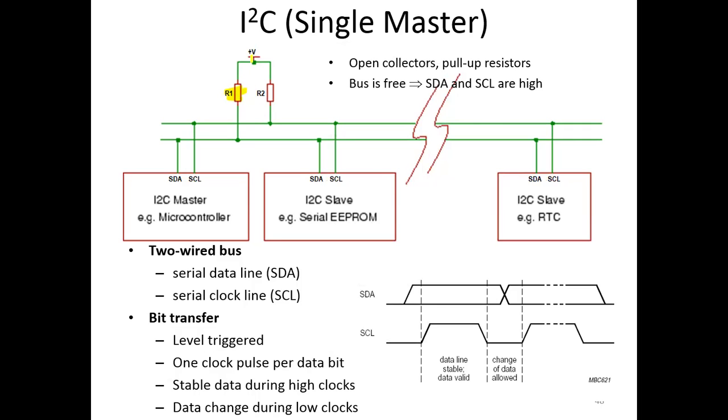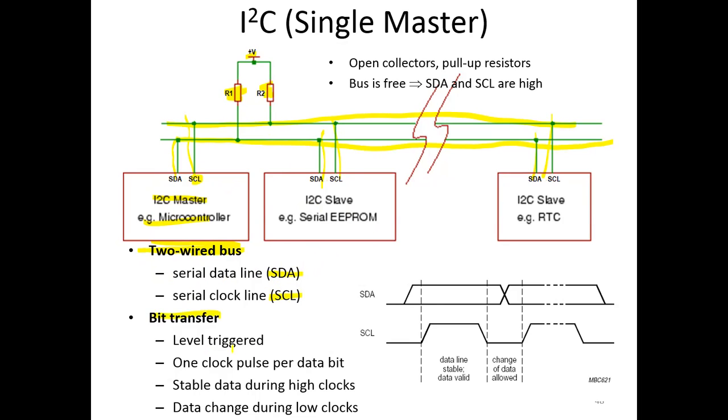So we need 2 pull-up resistors connected to the VCC. And you can see that all the devices are connected to these 2 lines. You have the SDA, which is the serial data, and you have the SCL, which is the serial clock. And all the devices are connected to these 2 lines. We have a 2 wired bus. We have the SDA and the SCL.